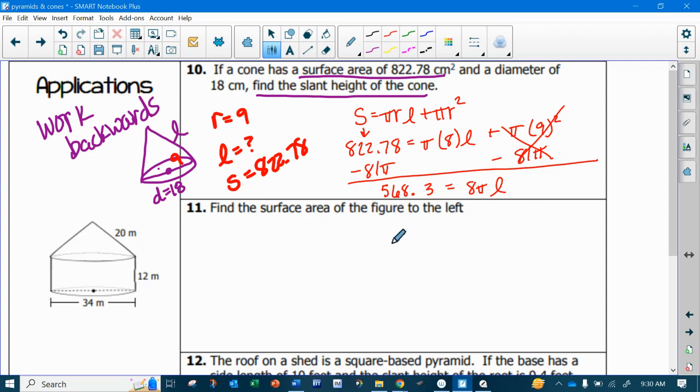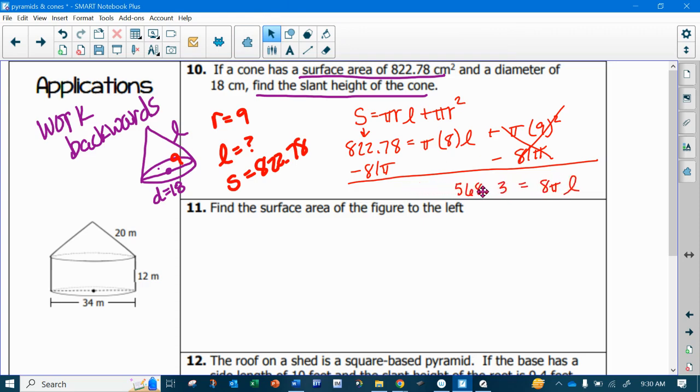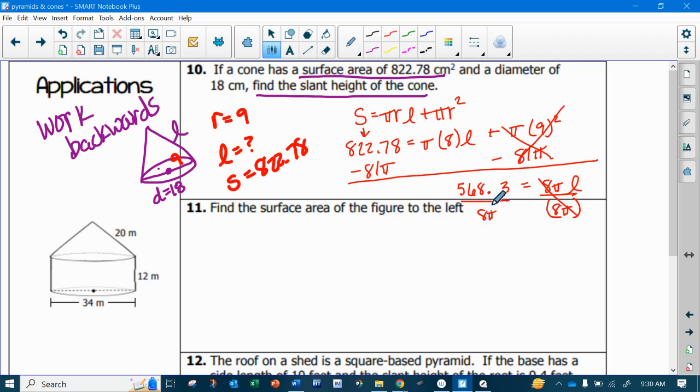So my next step: I'm going to scoot this over just a little bit so that I can use my space here. Now I'm just going to divide both sides by 8 pi. Make sure you put parentheses, though, because if you're typing it into a calculator and you don't put parentheses, the calculator won't know that you want it to divide. So 568.3 divided by parentheses 8 pi parentheses. And that tells me 22.6 is my slant height.